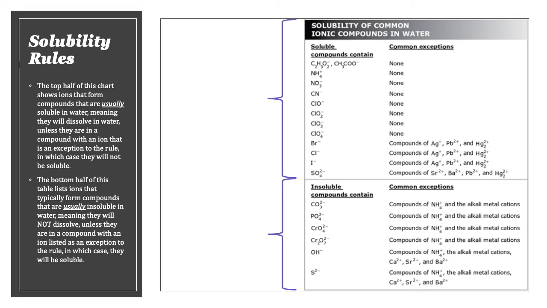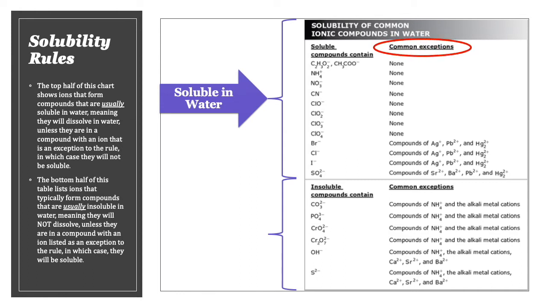But if you take a look at these solubility rules, up at the top, you can notice that it's divided into two sections. The top section contains a list of ions that when these are in compounds, those compounds tend to be soluble in water. Most of the compounds that these ions are in are soluble in water, unless those compounds are in ions that are listed as exceptions. So you see where the little red oval popped up? Those list all the exceptions.